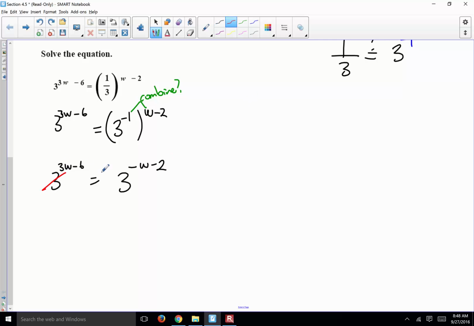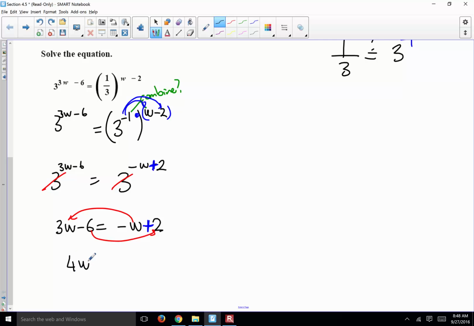Next, I cross these out, right? And I get 3w minus 6 equals negative w minus 2. Any comments? Right, here is my mistake. When I multiply negative 1, you need to multiply both numbers. It's like parentheses. Negative 1 times the parentheses w minus 2. This needs to be flipped. It needs to be positive. Next, I move this left, this right by flipping their signs.